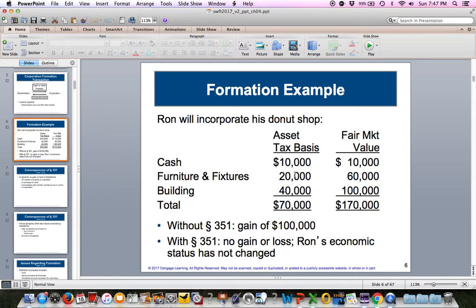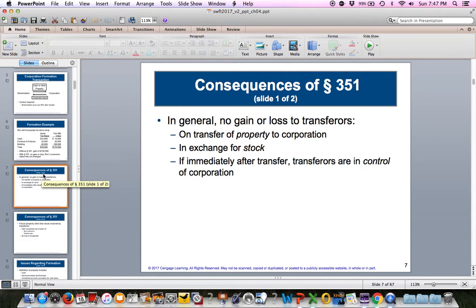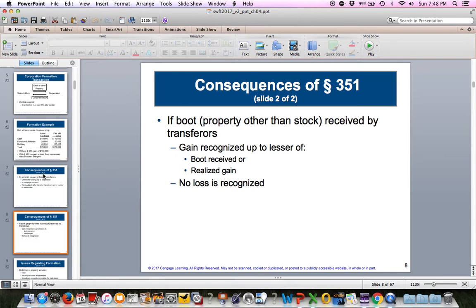What he paid to acquire them is most likely what his basis is, minus any depreciation he's been taking for his personal taxes. So section 351 just basically says because he is now controlling the corporation, there's no gain on the transfer, because ultimately his economic situation is not changed, right? If there is a boot, if property other than stock is received by the transferors, then a gain is recognized up to the lesser of the boot received or the realized gain, with no loss being recognized.